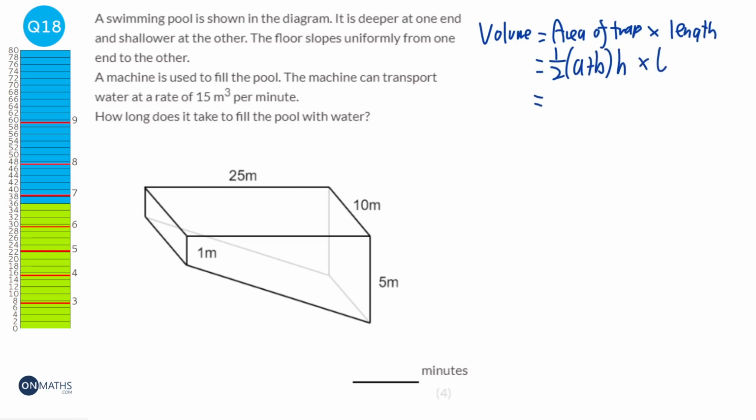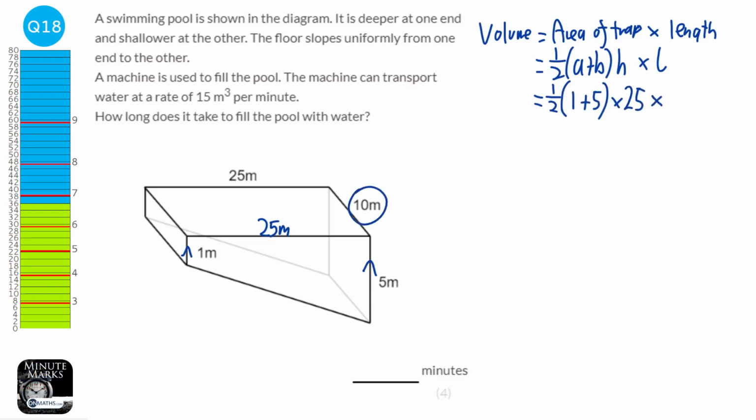Now a and b are the two parallel sides, which will be this one and this one, and then the h is the perpendicular line that hits both of them at 90 degrees. So what perpendicular means, between the bases. So this will be the 25 meters here. So it's going to be half, and then we're going to add 1 and 5, times that by 25. The length is how 3D it is, so it would be that 10 there. So we're going to times that by 10. And that will give us 750. So it's 750 meters cubed.